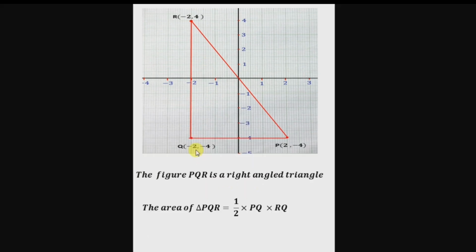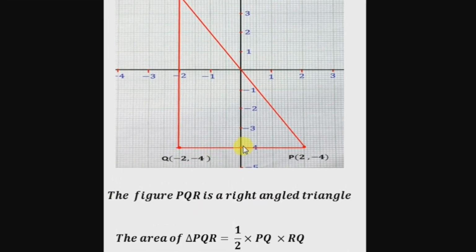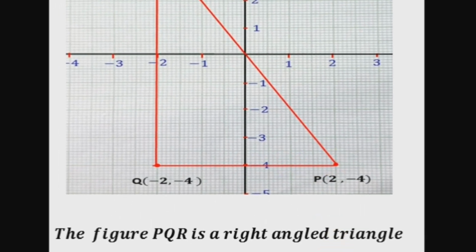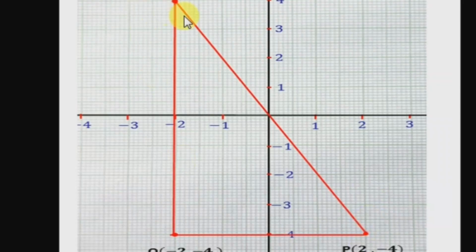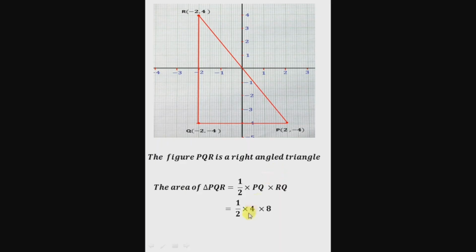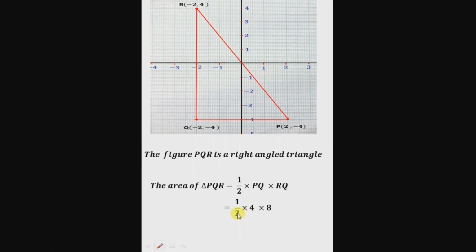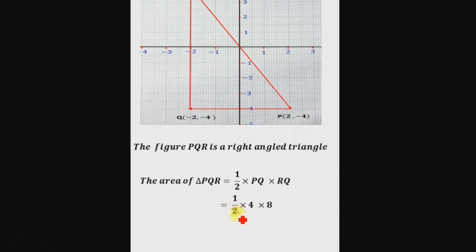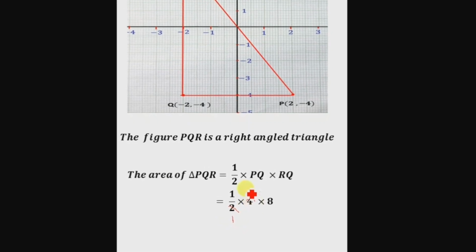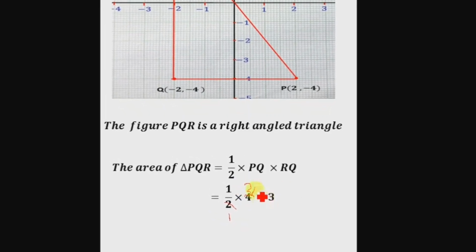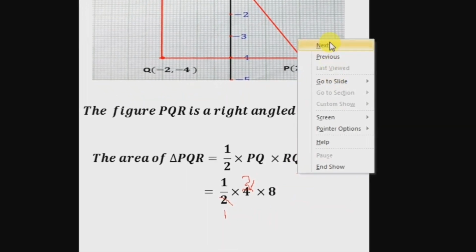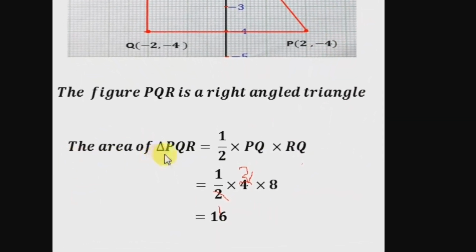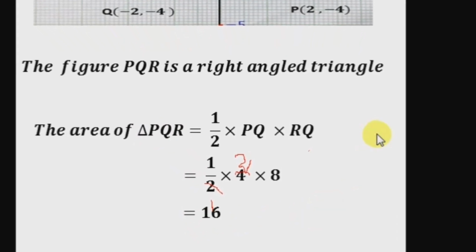The value of PQ, from here to here, is 1, 2, 3, 4. So the value of PQ is 4. For the value of RQ, we'll count 1, 2, 3, 4, 5, 6, 7, 8. So PQ is equal to 4, RQ is equal to 8. Now 2 1s are 2, 2 2s are 4, 2 8s are 16. Therefore the area of triangle PQR is equal to 16 square units.